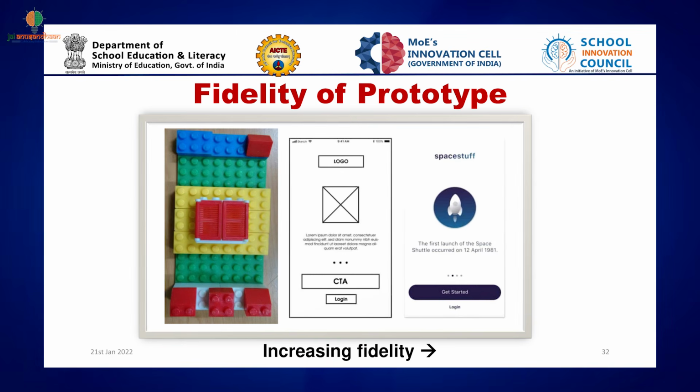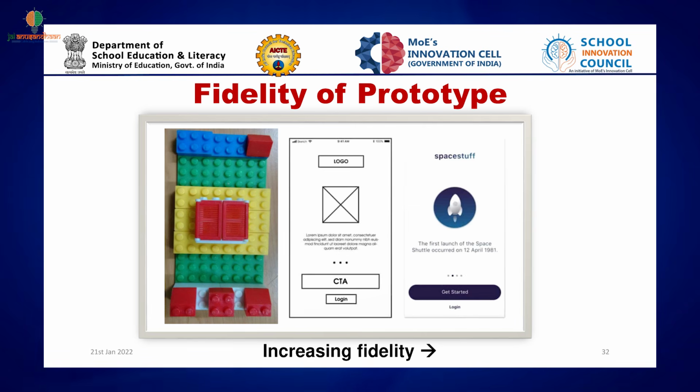So, depending on what the idea is, what the solution is, and what the problem is, you can choose the fidelity. And in all scenarios, there will be an increasing fidelity level, from the first prototype to the second, third, fourth prototype. The first prototype may be rough sketches, or even you can use your toys, like building blocks, etc., which I'm sure most of you might have access to.